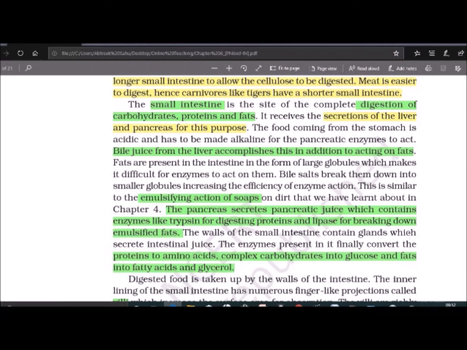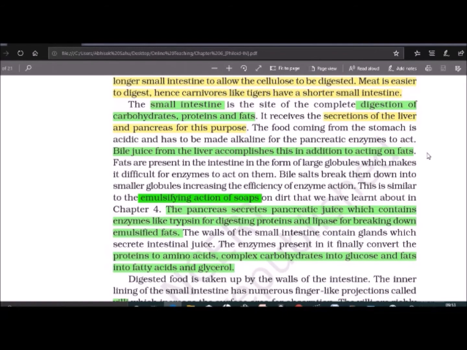So the bile juice also helps in the breaking down of fat molecules into smaller globules and increases the efficiency of the enzyme action. So what is emulsification of fat? As the liver secretes bile juice to convert the large fat molecules into smaller units, it is known as the emulsification of fat.